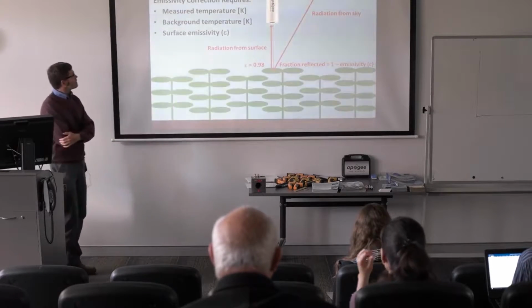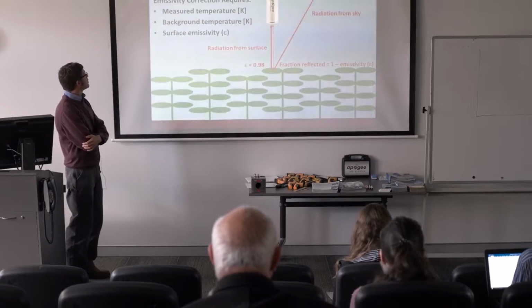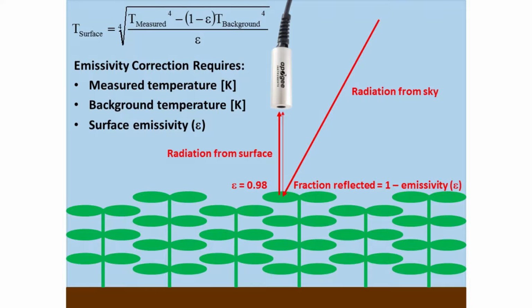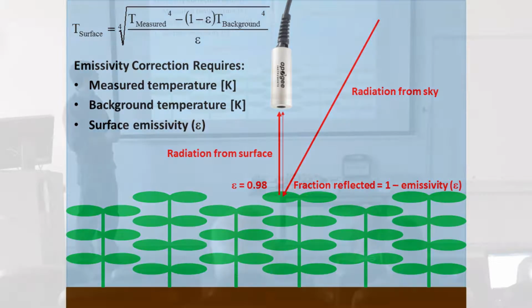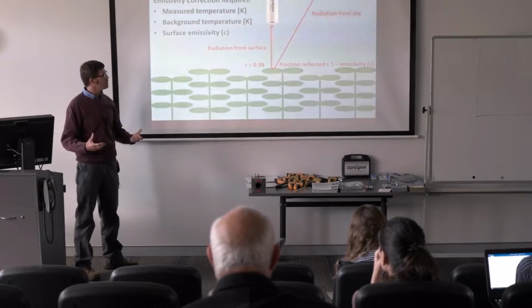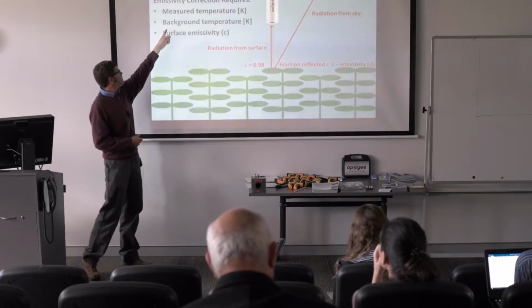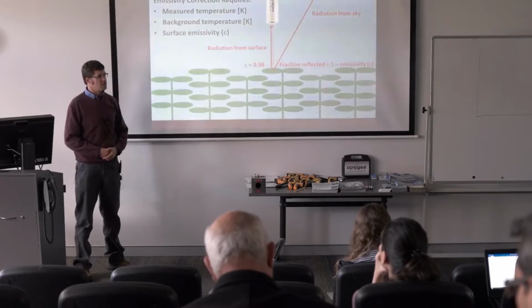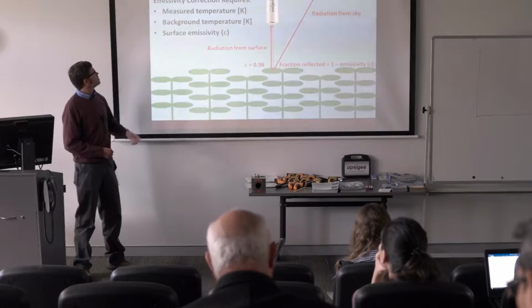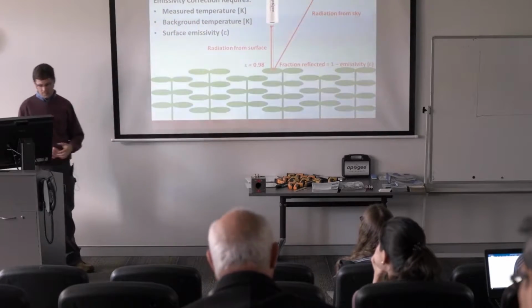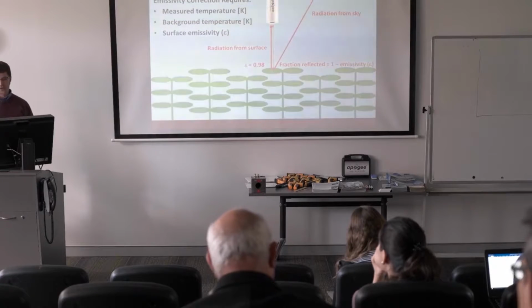And so we can correct for this effect with a relatively simple equation. And the equation's listed up here. I won't go through the derivation, but the information that you need to put into the equation to correct for emissivity are the actual measured temperature itself, which we get from the sensor. But then you need some measurement or estimate of the background temperature, and then a measurement or estimate of the surface emissivity. You can see once we have those numbers, they go in the equation here and give us an estimate of the true surface temperature.